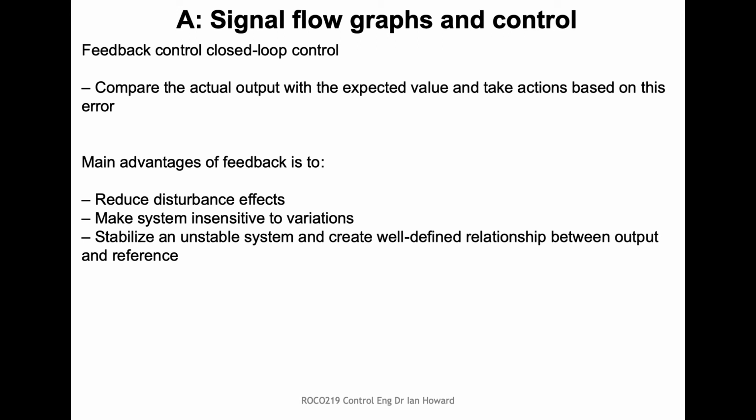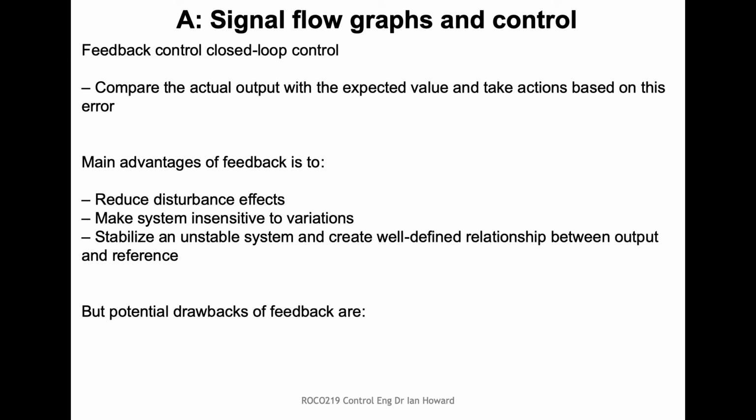Another thing about using feedback is you can actually make something which was unstable into a stable system. A good example of this would be the inverted pendulum. You can have a pendulum balancing which is inherently unstable, but because you've got a controller which is looking at the angle to the vertical and trying to keep it to 0, you can actually make a system which was inherently unstable into a stable system by using feedback.